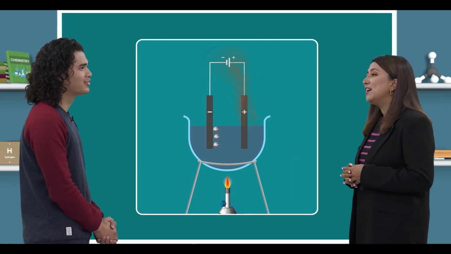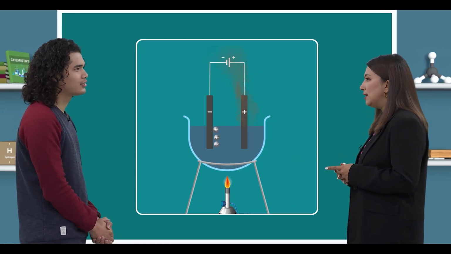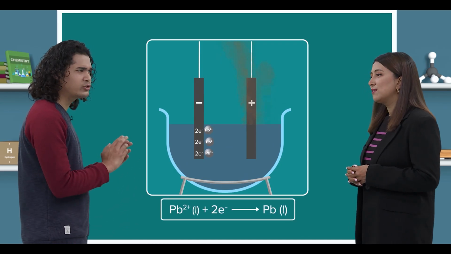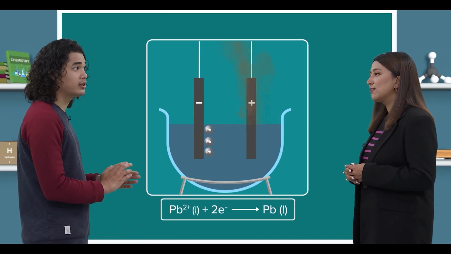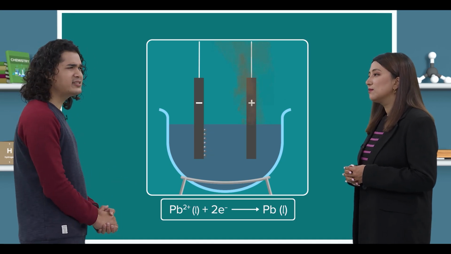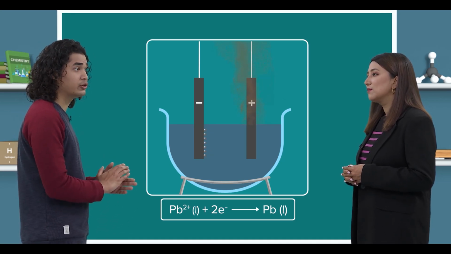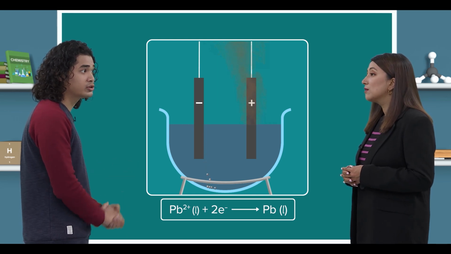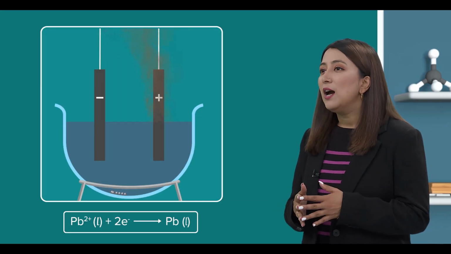Oh, wow. And what about the reaction at the cathode? When the lead ion reaches the cathode, it will each receive 2 electrons. Hence, the lead ions get reduced into lead atoms. But since the electrolyte is at high temperature due to heating, the lead atoms obtained melt to the bottom of the crucible. Good explanation. You actually do know quite a lot about electrolysis.